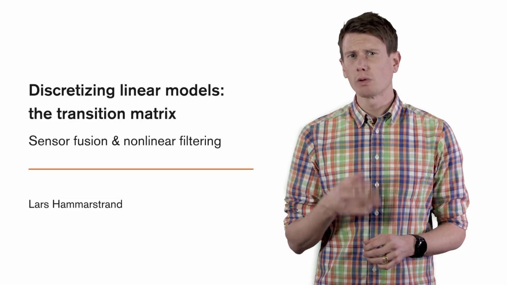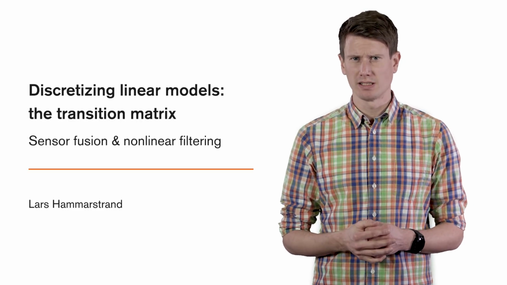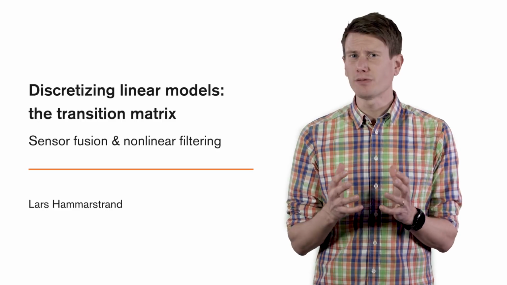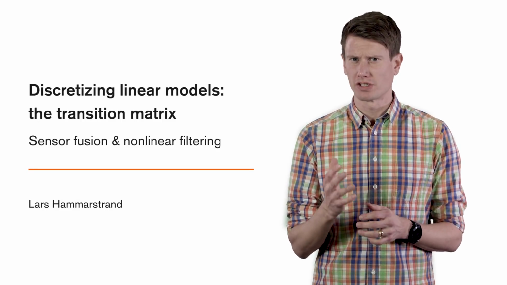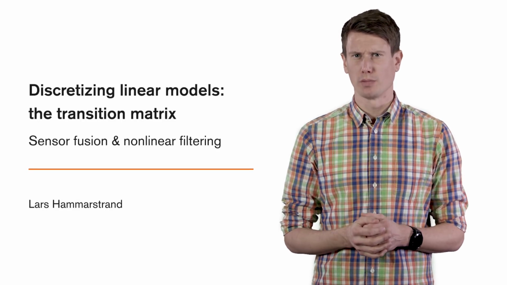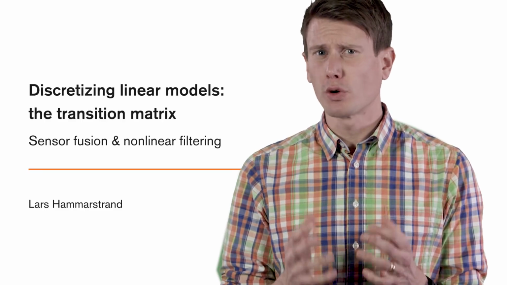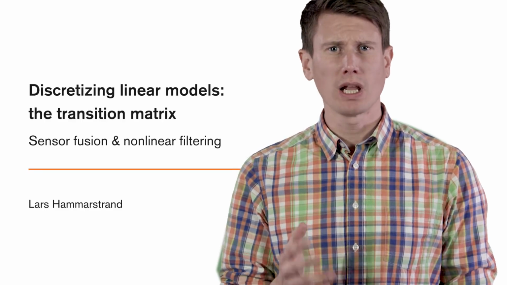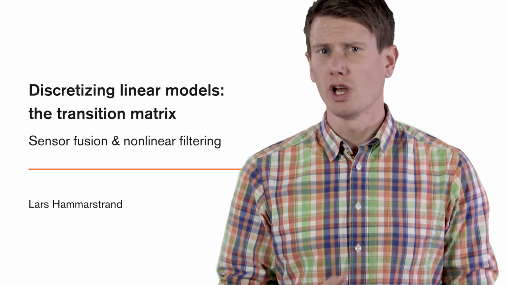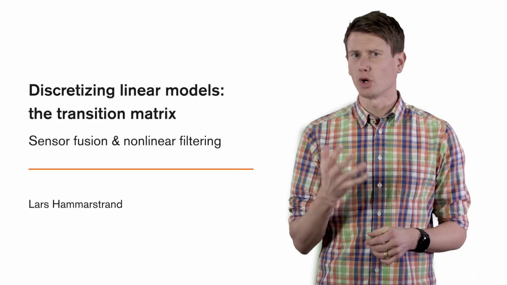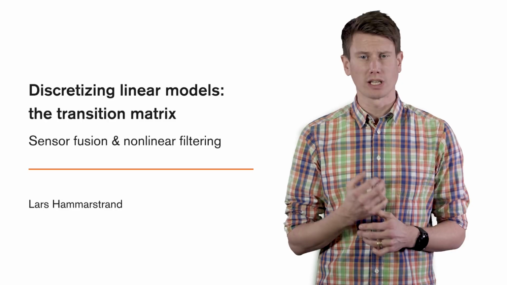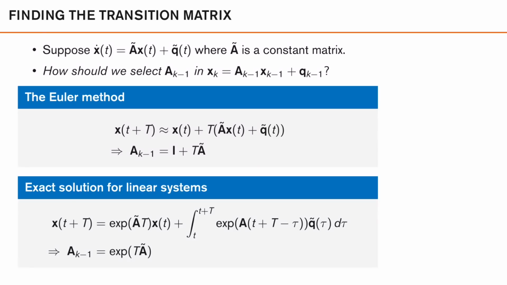In this video, we will make use of the two results presented in the previous video in order to identify the corresponding discrete time transition matrix for a continuous time model. We will do this both for a general linear system as well as for two important examples of the translational motion model, the constant velocity model and the constant acceleration model. We will start by looking at the general solution for linear systems.